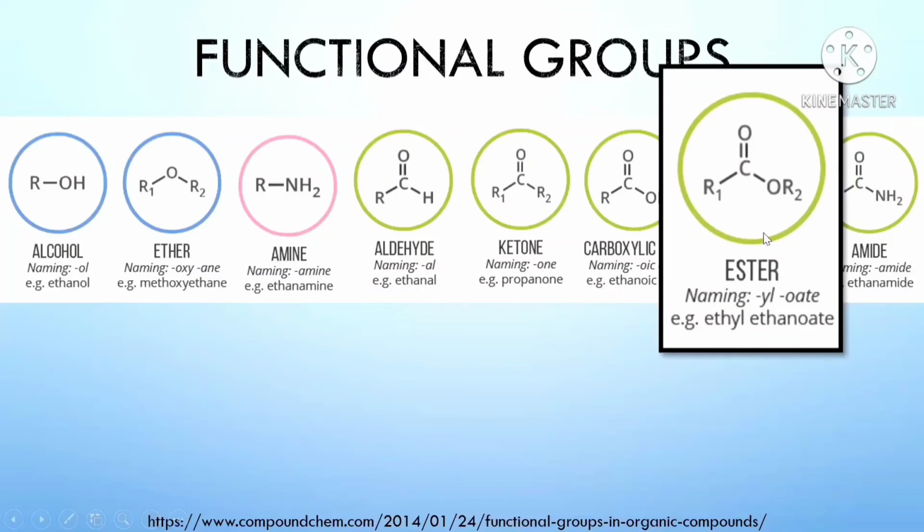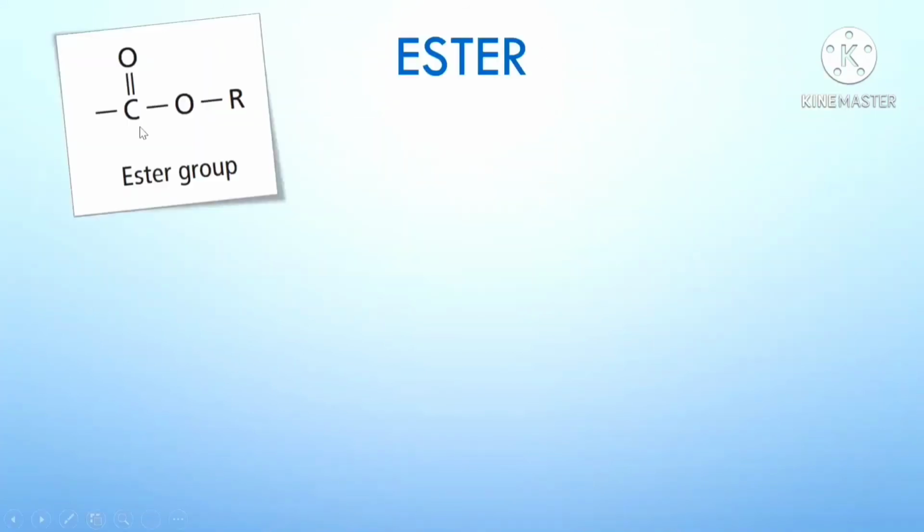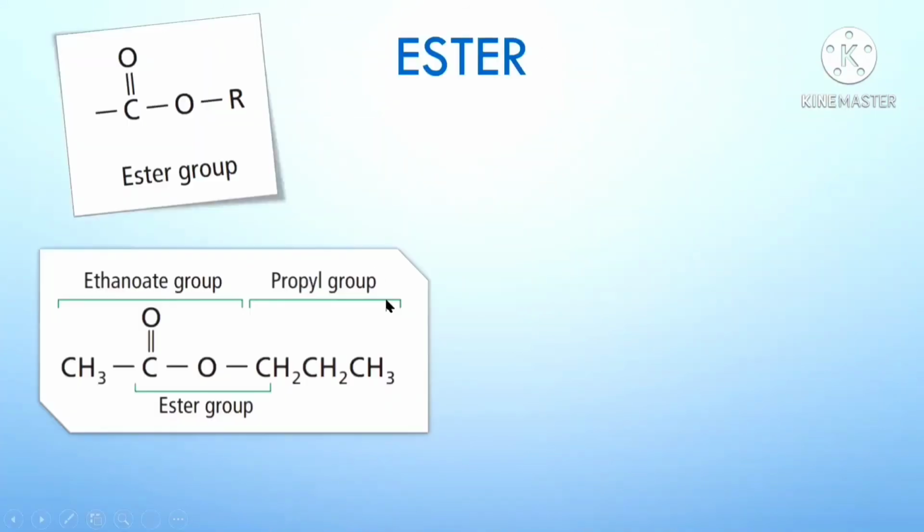The functional group of an ester is a carbonyl group bonded to an OR group. This is the general formula. Both IUPAC and common names of esters are derived from the names of the parent carboxylic acids. The alkyl group bonded to oxygen is named first, followed by the name of the acid with the suffix IC replaced by the suffix ATE.